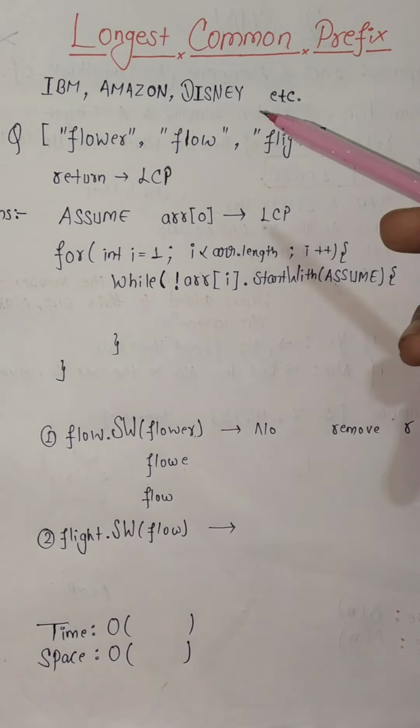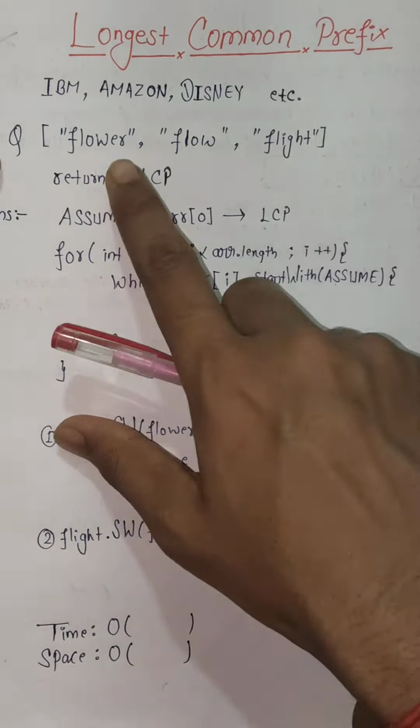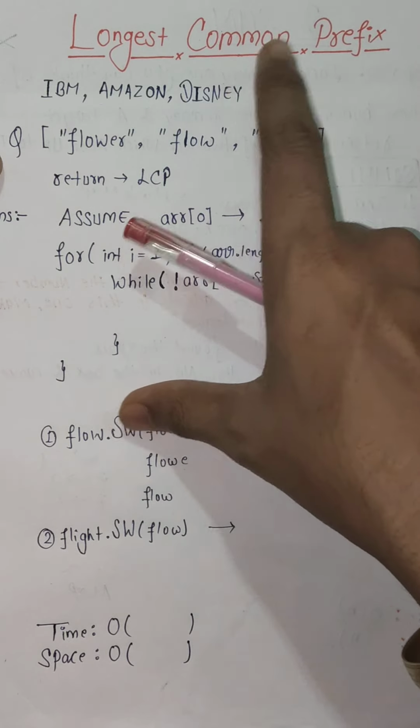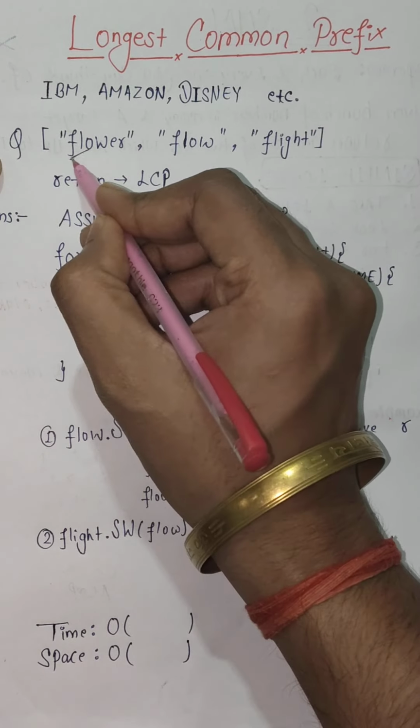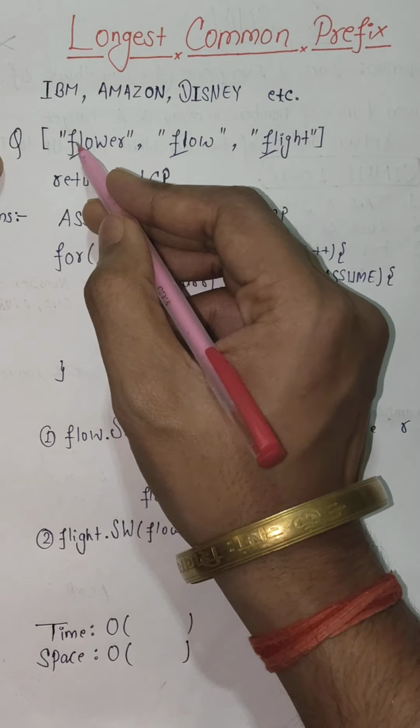Longest common prefix. This question has been asked in IBM, Amazon, Disney, and many more companies. Here, we are given an array of strings and we have to return the longest common prefix, the longest prefix which is available in all the words in the array. In this case, it will be FL.